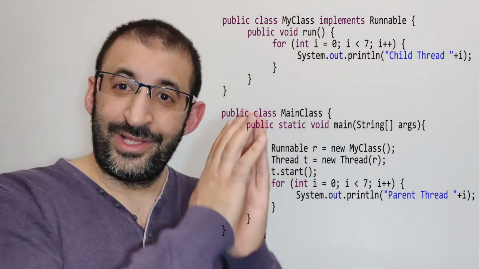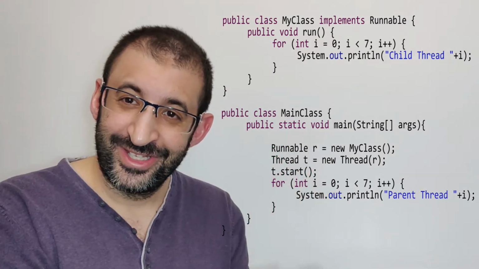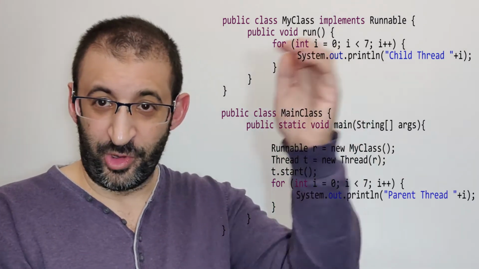Now, let's change this program to Lambda expression, okay? Let's do it. Here we don't need the MyClass that implements the Runnable interface. We don't need it, okay? We know in the Runnable interface we have a run method, okay?